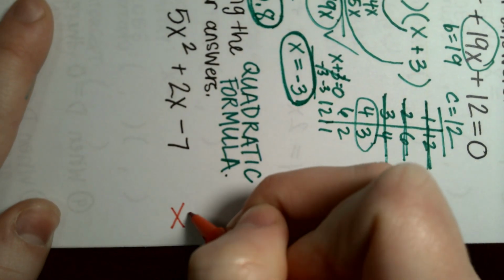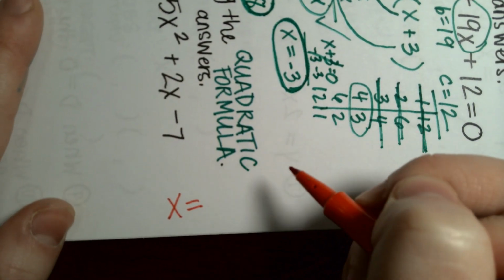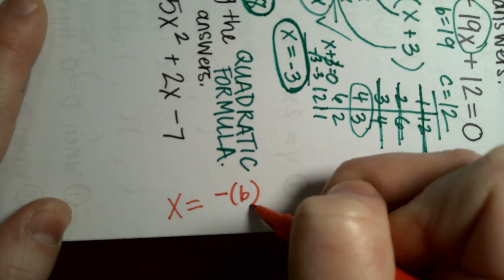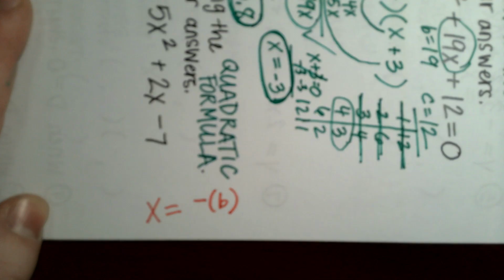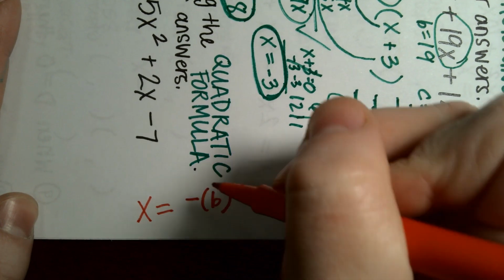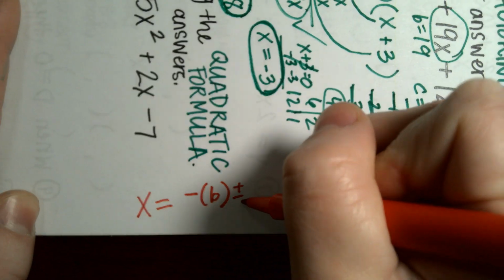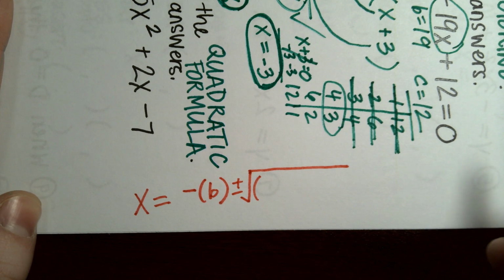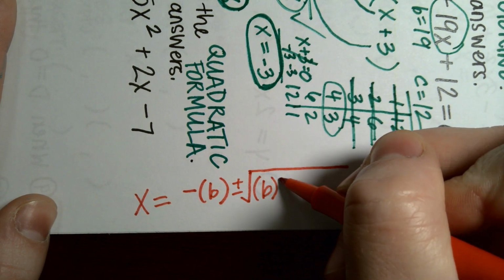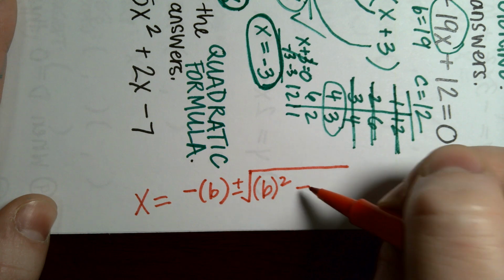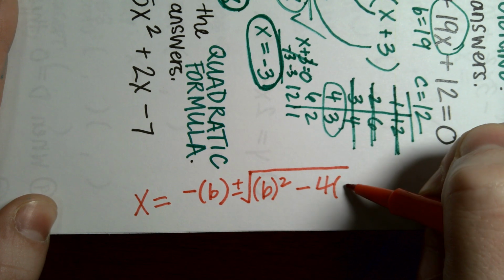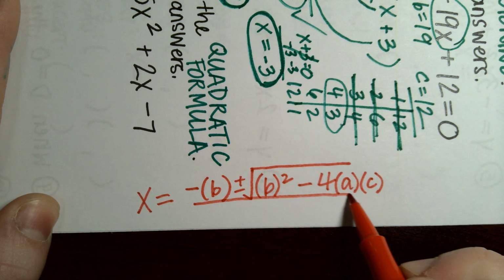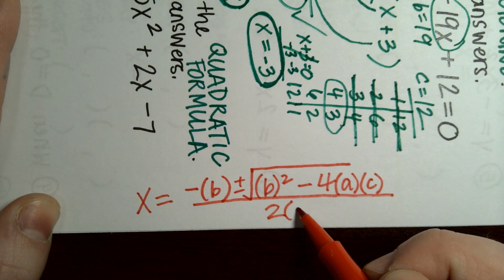So x equals what? Negative b, good. Plus or minus the square root. Good. Plus or minus the square root of what? b squared minus 4ac. Good. Divided by 2a. Good. Divided by 2a.